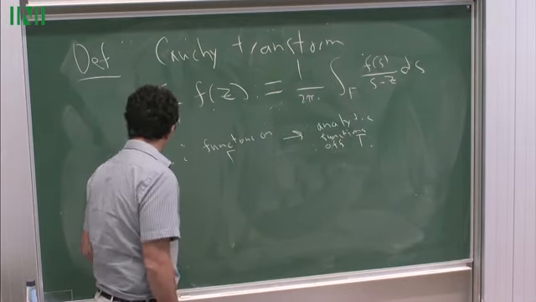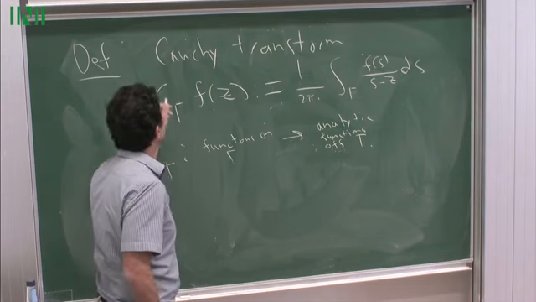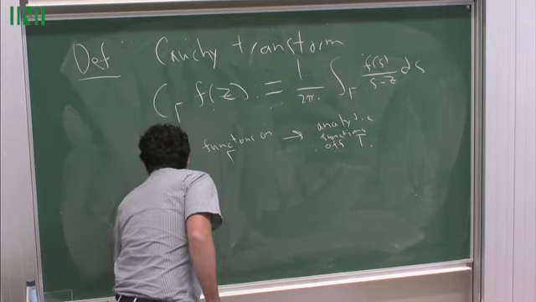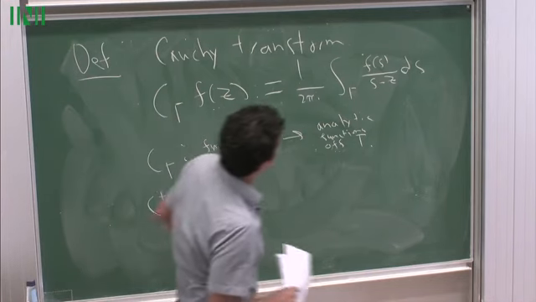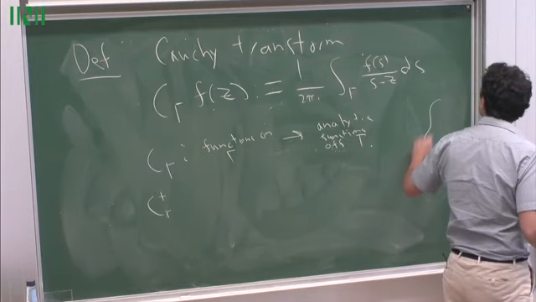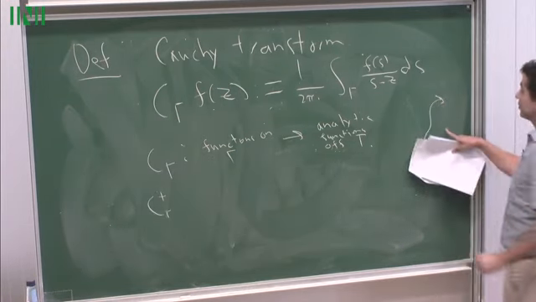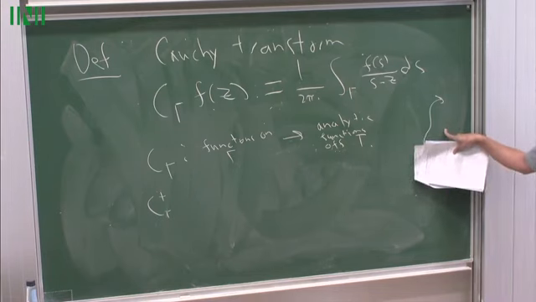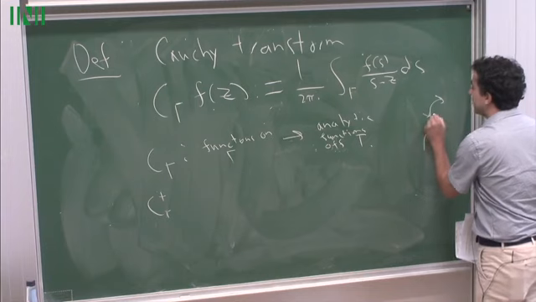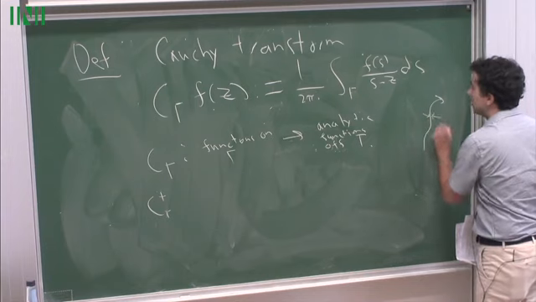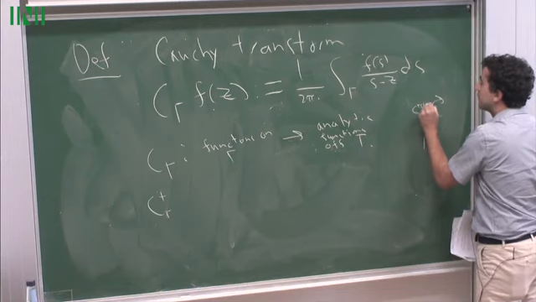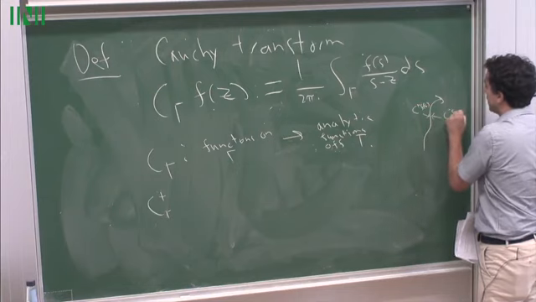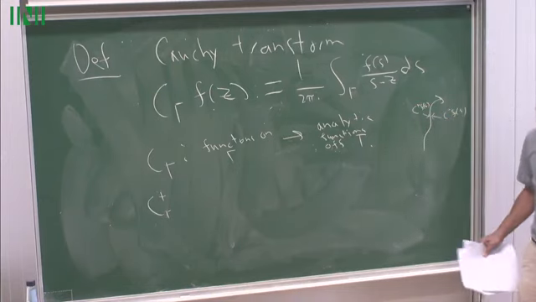I'll define this notation now: C plus and C minus. If we think of our contour gamma, the Cauchy transform is analytic off it. Provided f is nice enough, we can talk about left and right limits, and I'll just call those C plus f of s and C minus f of s.